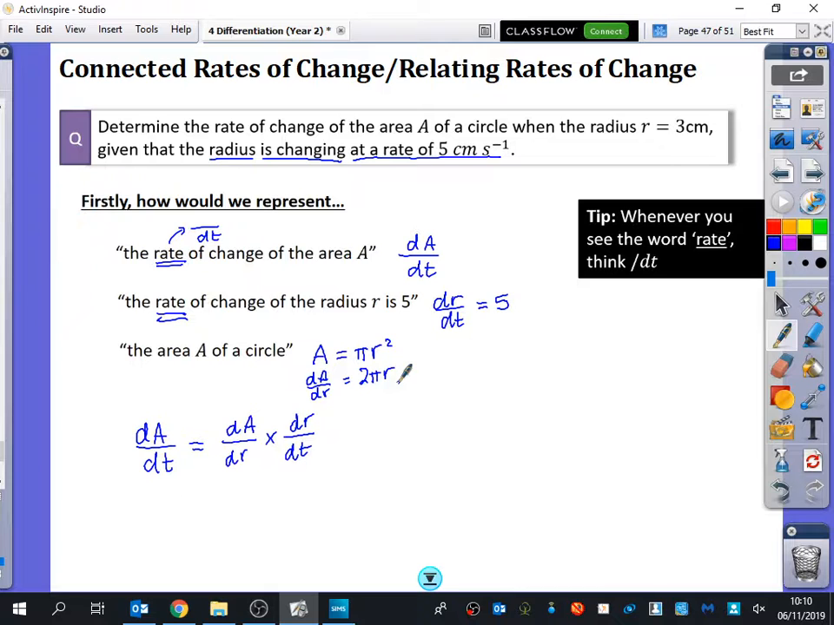Okay. So I want to find out what dA by dt is. dA by dt is dA by dr, which is 2 pi r, multiplied by dr by dt. Now they told us that dr by dt was 5, so it is 10 pi r.